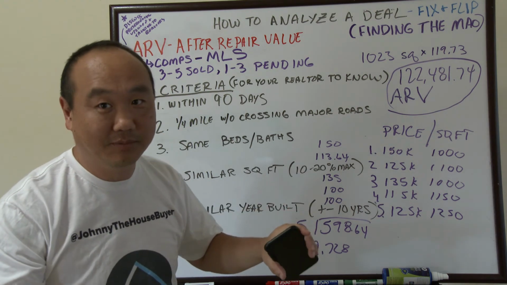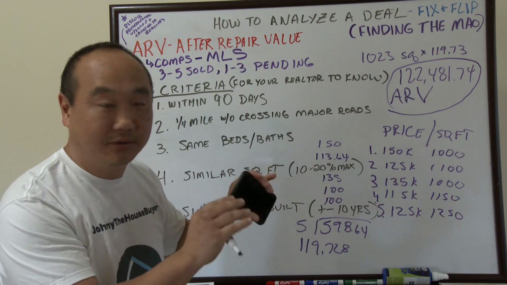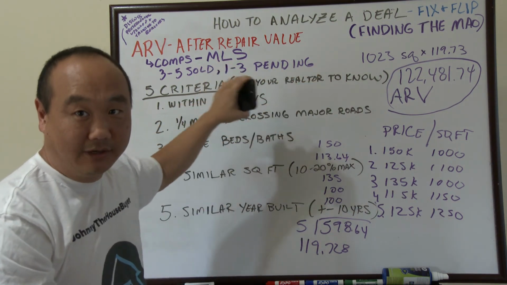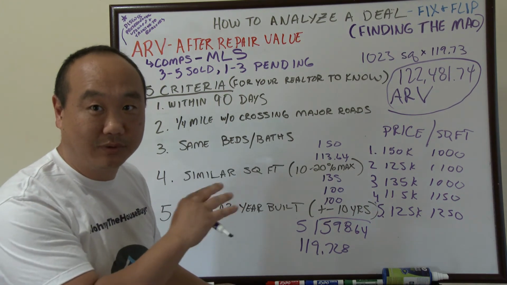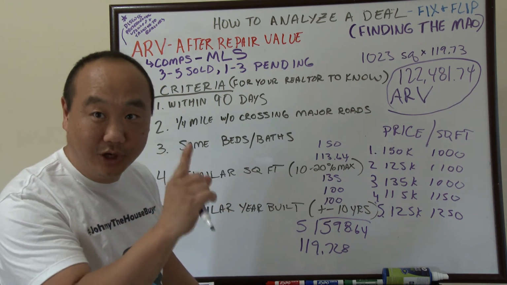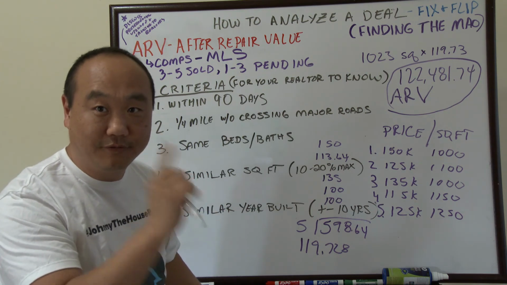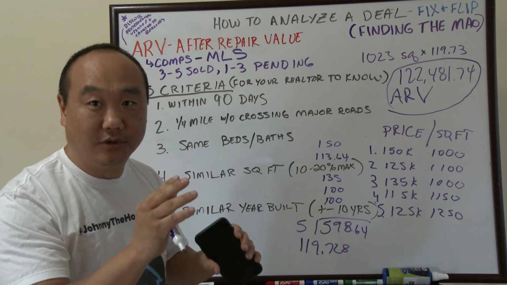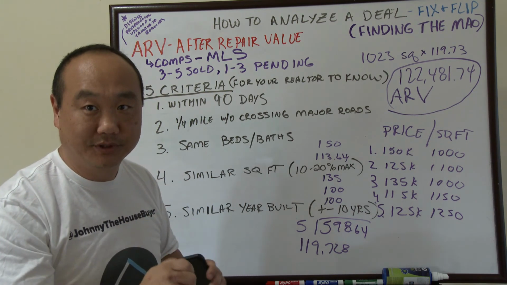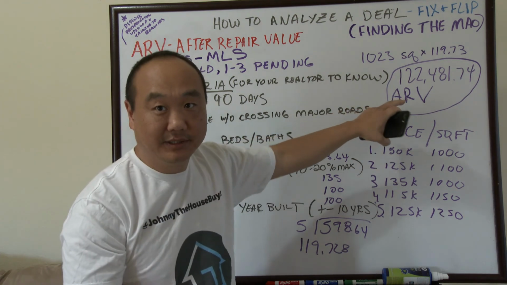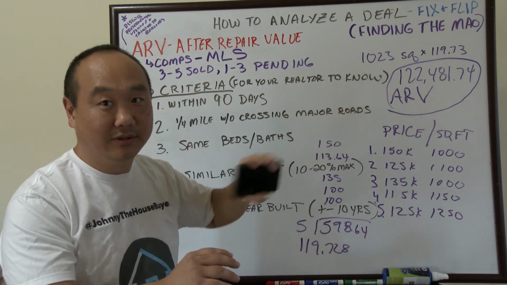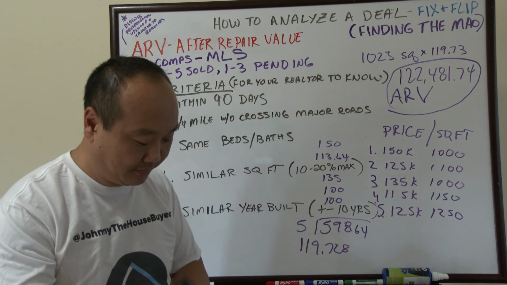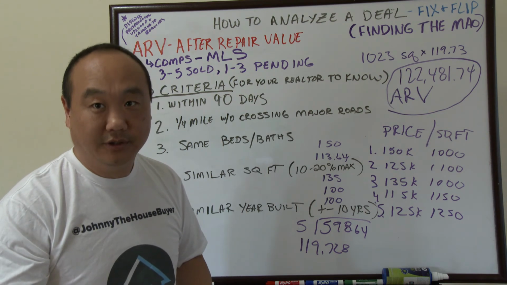I know that was a lot, but step one in how you analyze a deal is finding the ARV, which is the reason why we're spending the most time here. It's the number one important factor in buying a house for investing purposes. You've got to get that number right. If that number's not right, everything else is wrong, and you can get into trouble.